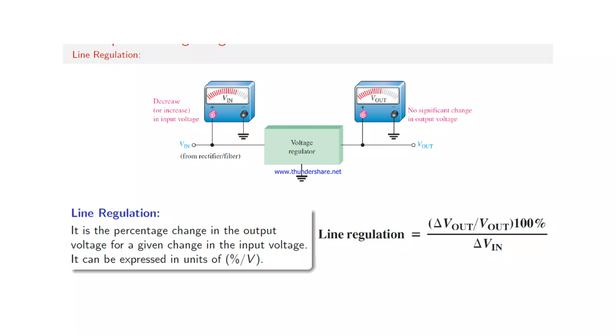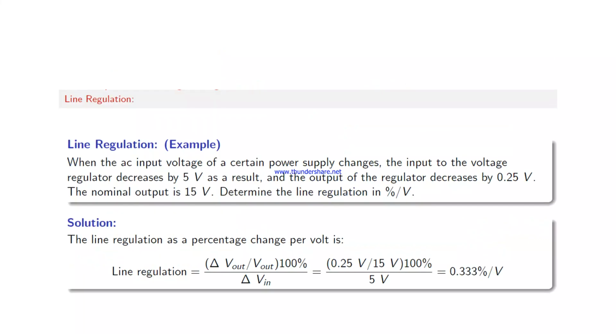So the formula for line regulation is given as the change in output voltage divided by the actual output voltage, divided by the change in input voltage. It is given in percentage. So line regulation is based on input voltage. So we will see one problem for this.